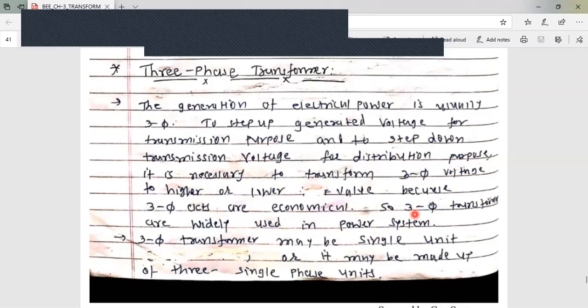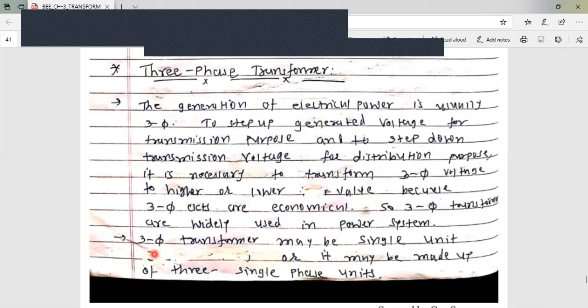Three-phase transformers are widely used in power systems because whenever single phase supply is required, three-phase supply has already been transmitted from the power station.